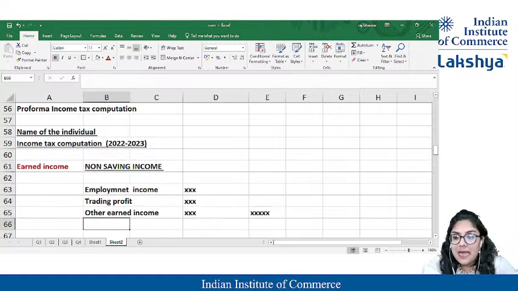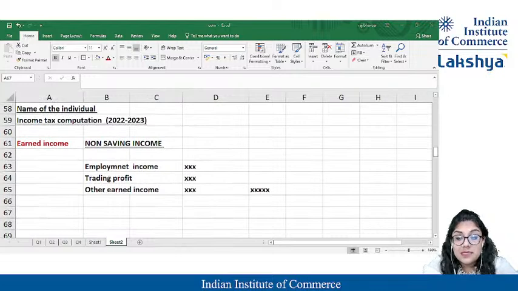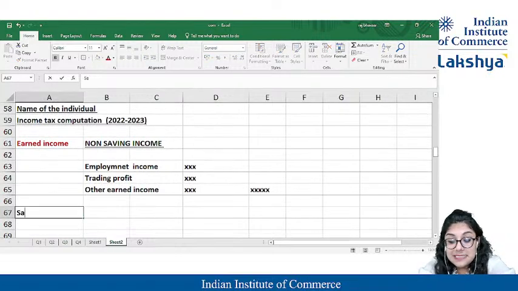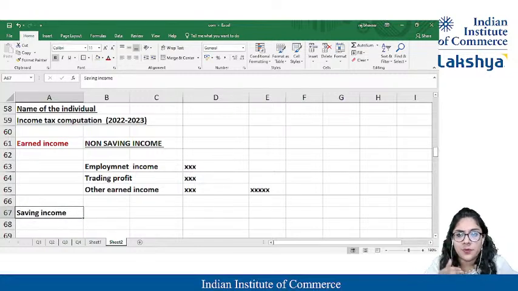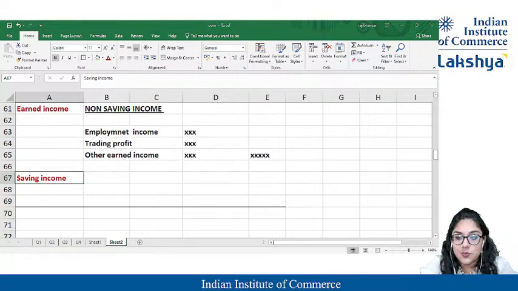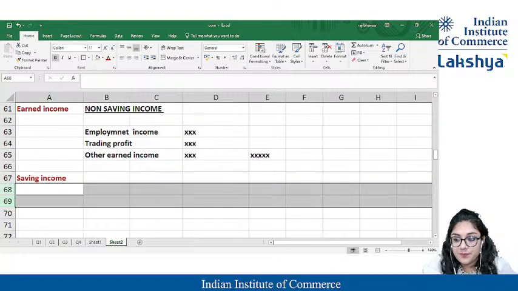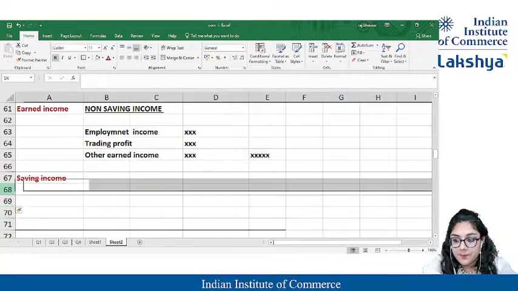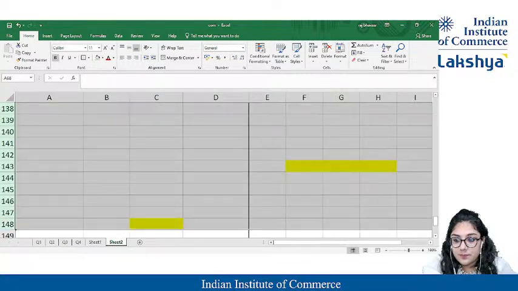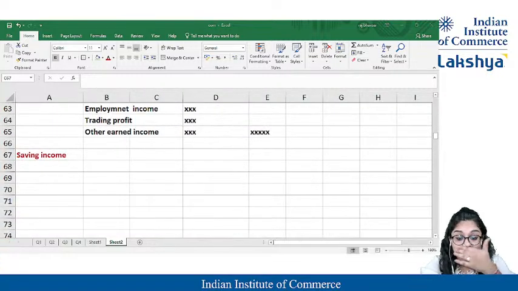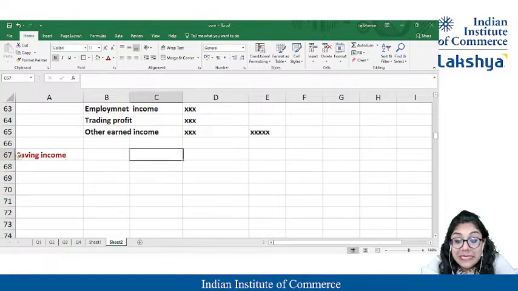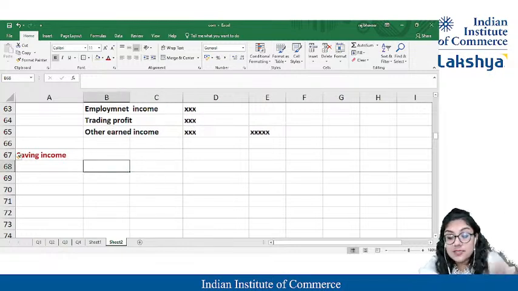After non-saving income, what is my next income? It is known as saving income. What is my saving income first of all? Will I get any bank interest or something like that? Yes, I will give you a hint. Give me a minute, I'll just insert something more. So students, what is saving income? Interest received gross and interest received net.